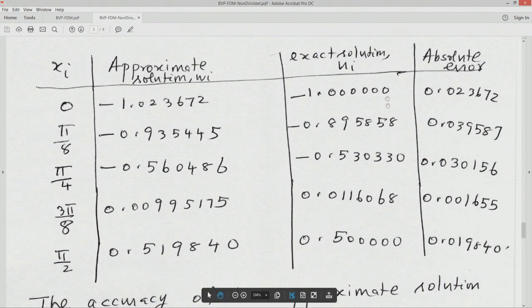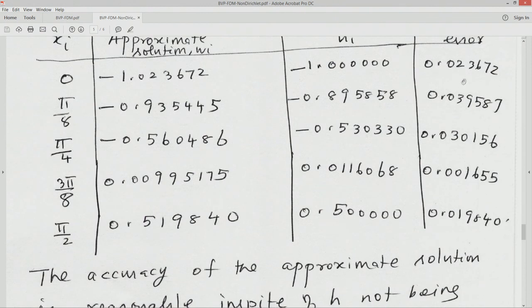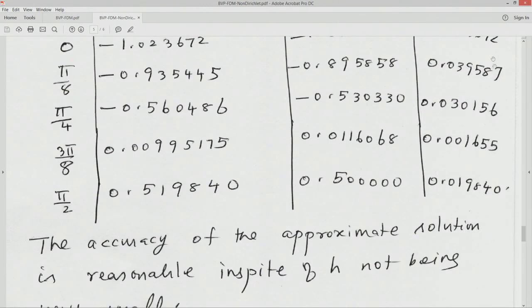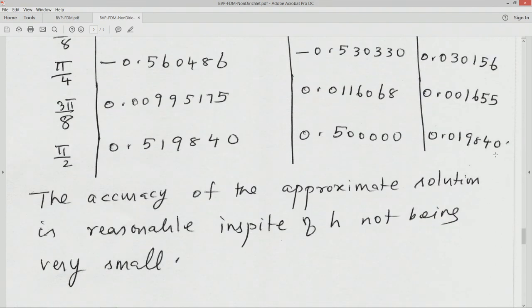And we observe, looking at the column in which the absolute error, which is the difference between the exact solution and the approximate solution at each of the x_i, that the approximate solution agrees quite well with the exact solution, since the absolute error is small. So, the accuracy of the approximate solution is quite reasonable, in spite of the fact that the step size h chosen by us, namely pi by 8, is not very small.